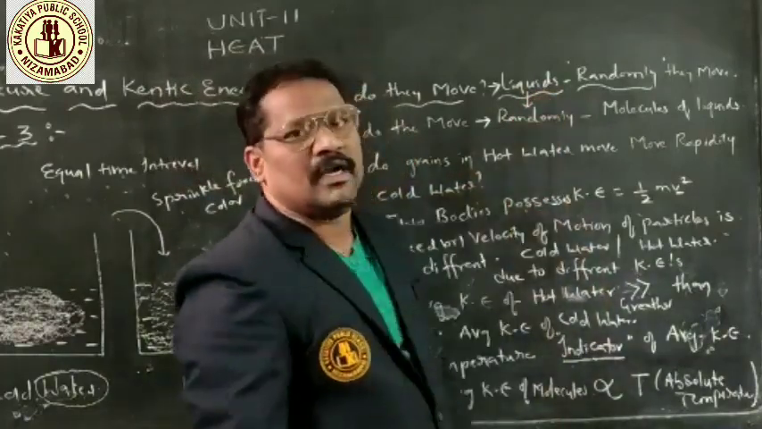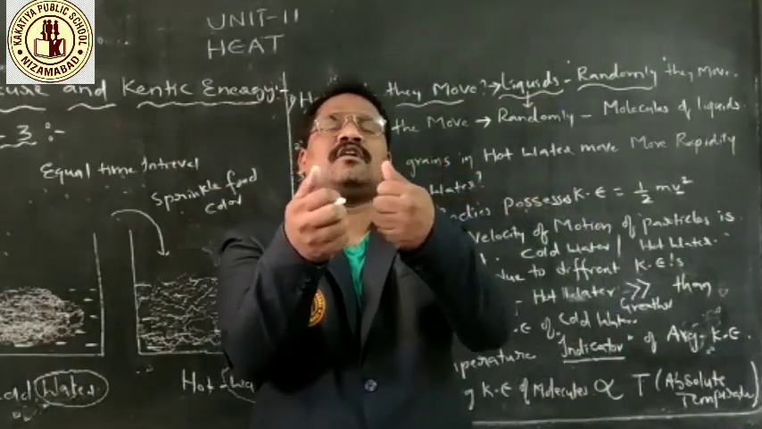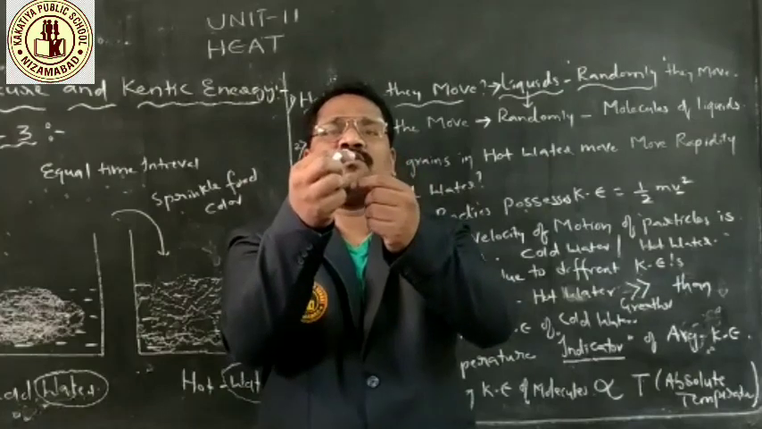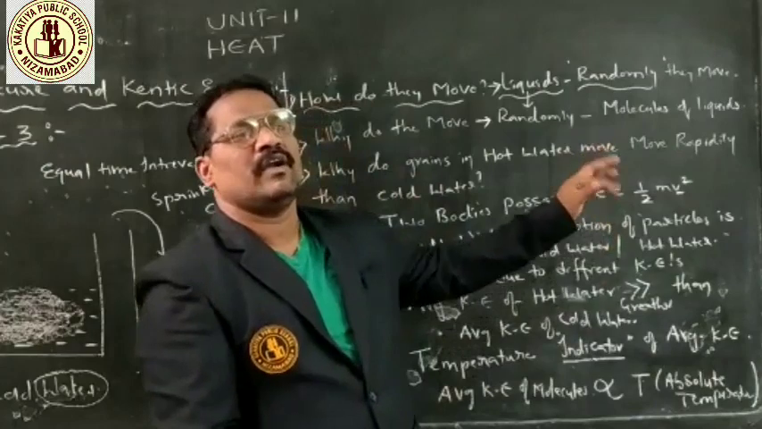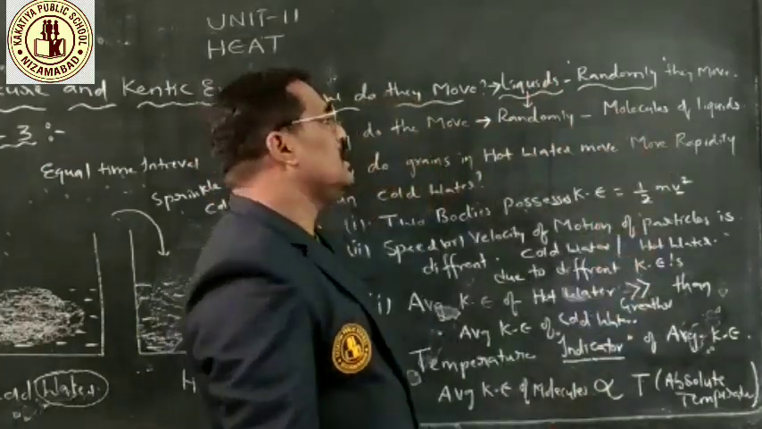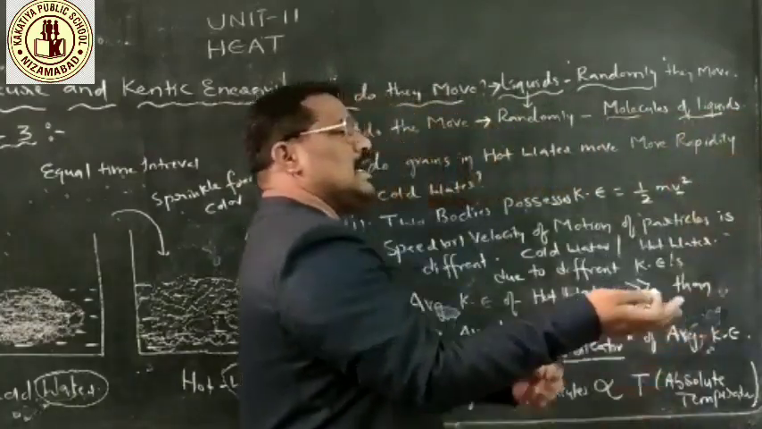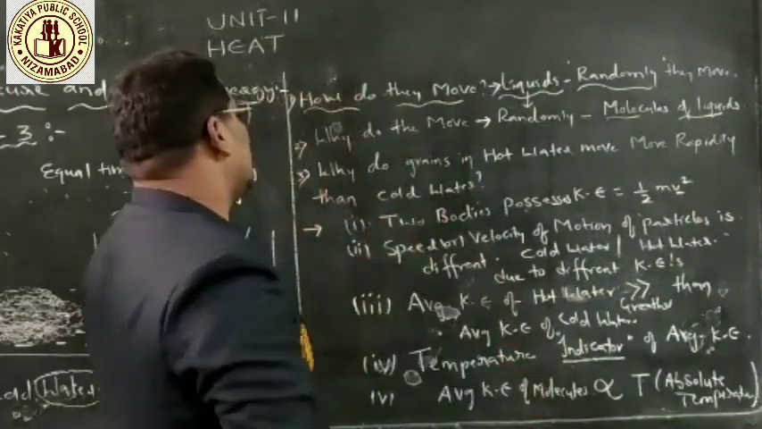When it comes to solids, the molecules are closely packed to one another. The particles will vibrate around their own fixed positions. They cannot move randomly, whereas in liquids they can move. Therefore, in liquids, molecules can move in all directions and they can slide one over the other.